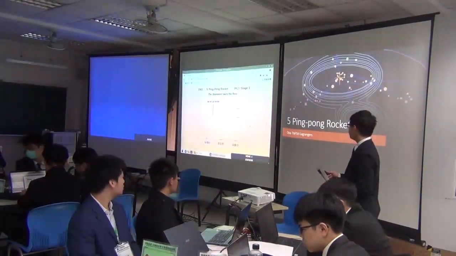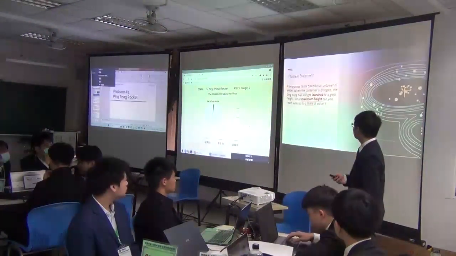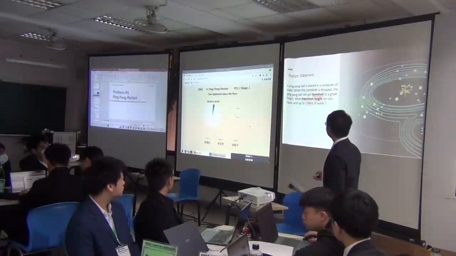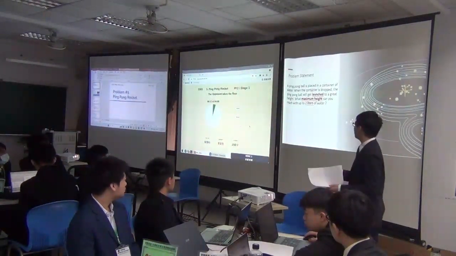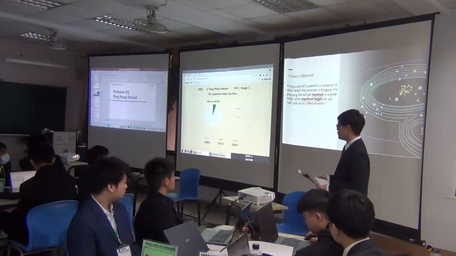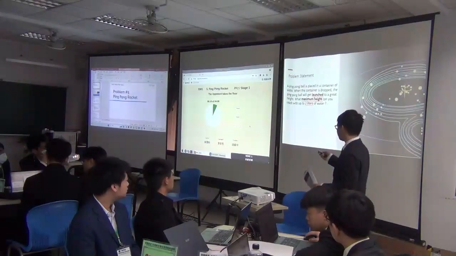From the laboratory scheme, this is my report on problem number 5, ping-pong rocket. Here's the problem statement: a ping-pong rocket is placed on a container of water, and when the container is dropped, the ping-pong ball will be launched to a great height. I think the important part here is to measure the maximum height you can get when you drop 2 liters of water.